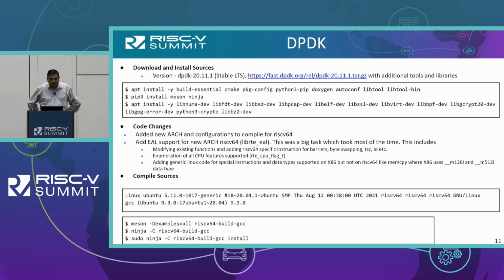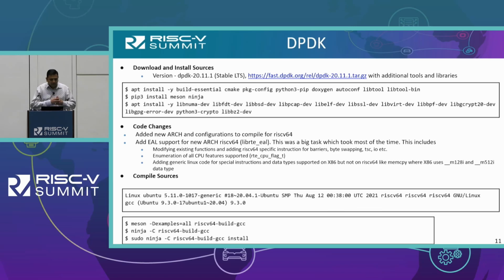It took most of the time, which included things like modifying specific instructions, adding barrier instructions, swapping, IO remap changes, and then also needing to add enumeration of CPU features that were supported, and then adding generic Linux code for special instructions and data types that were supported. So like a memcopy where x86 implemented it in a certain way, we had to make those changes for RISC-V as well. Then once those were done, the rest of the steps were pretty straightforward and easy.